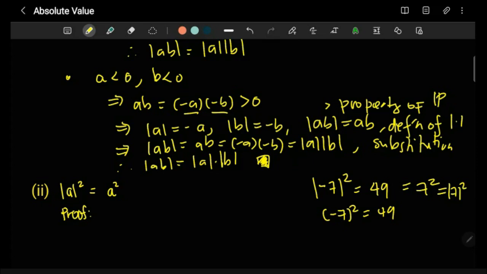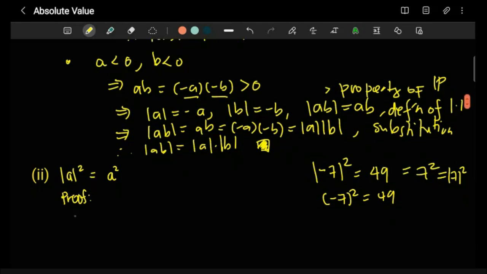Okay? So, if you're squaring a real number, then it doesn't matter whether that number has an absolute value or not. They still have the same value. Okay, so that's easy to prove. We already know that A squared is greater than or equal to 0. That's from our discussion of inequality.